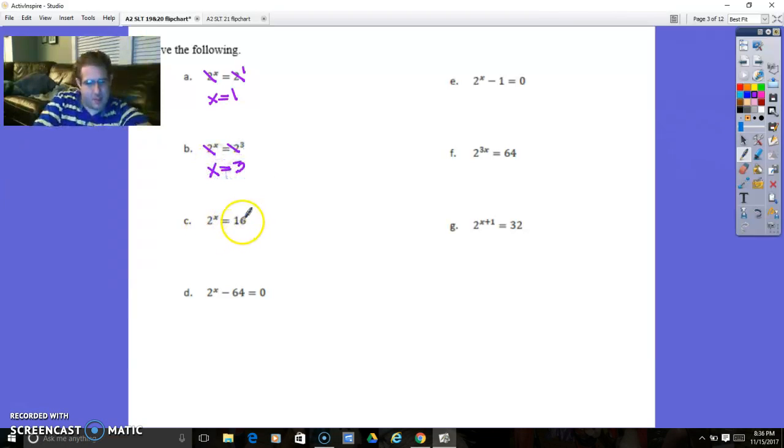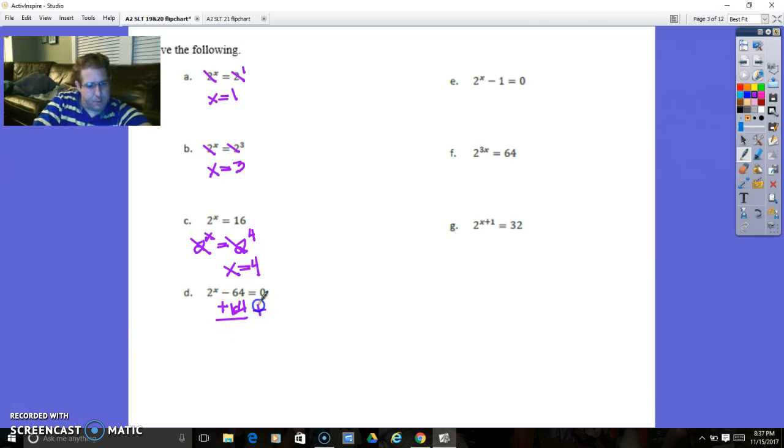These bases are not the same, so I want to change the base to make them the same. 16 is the same thing as 2 to the 2, 4, 8, 16. So that would be the fourth power. I multiply 2 by itself 4 times to get 16. Now that I've got bases the same, I can cross them off. x must be 4.